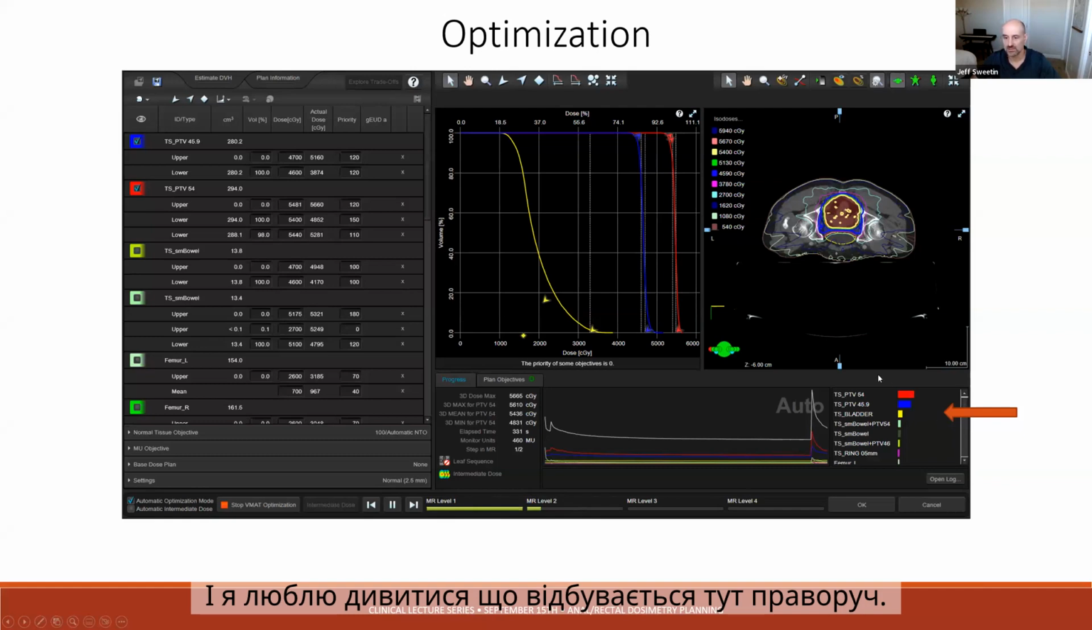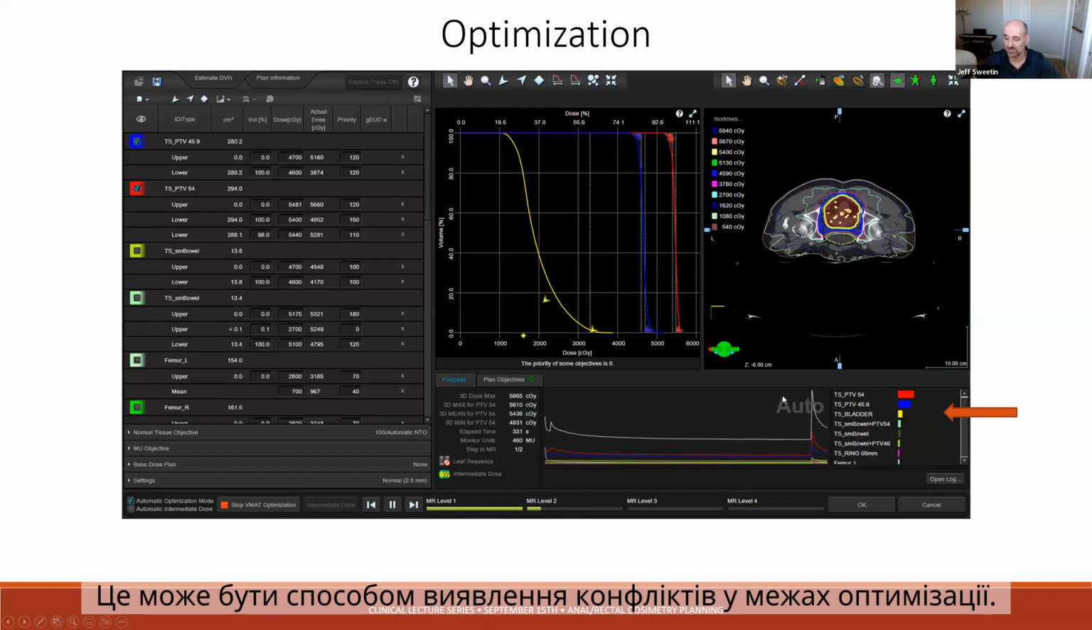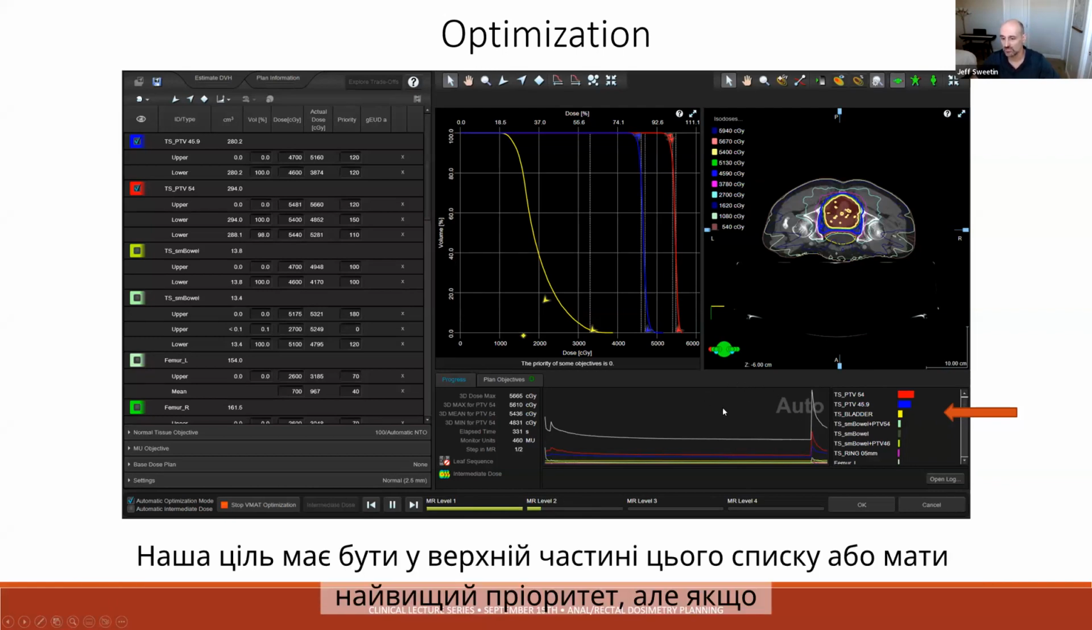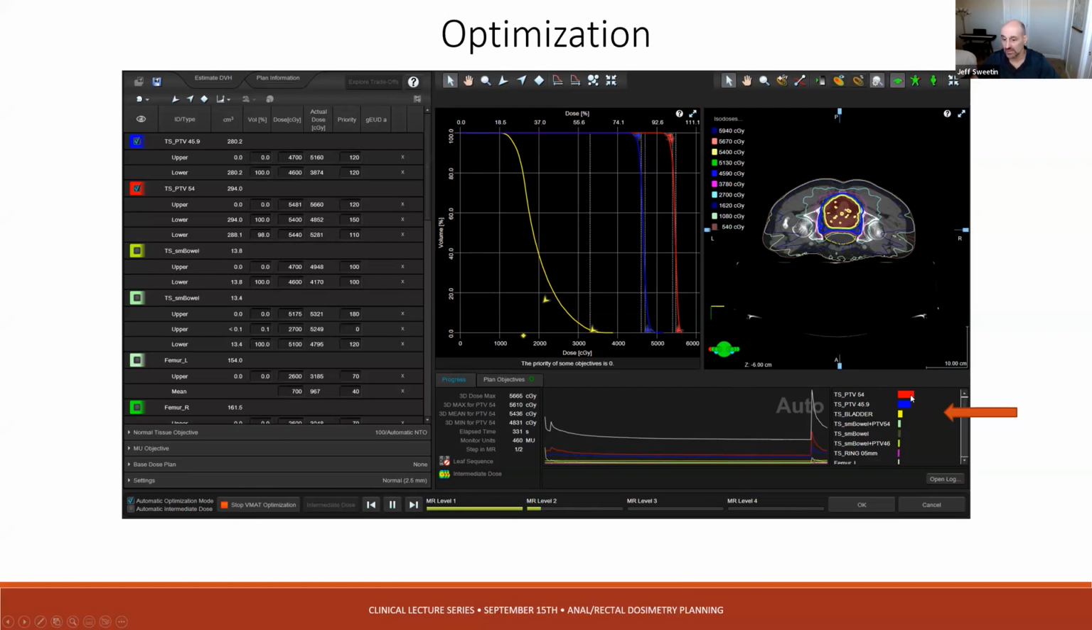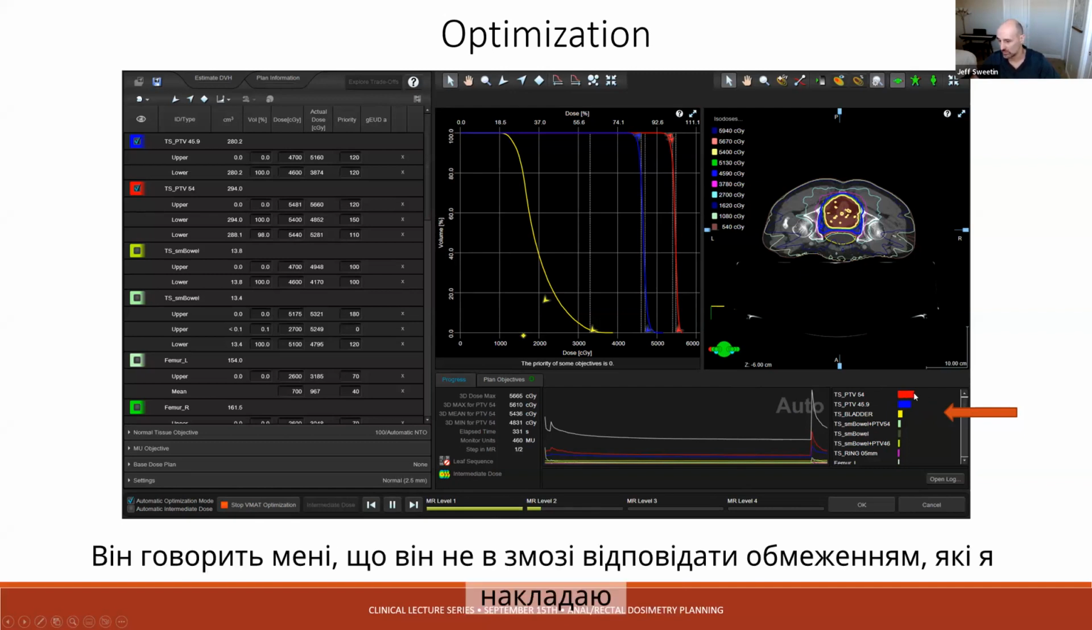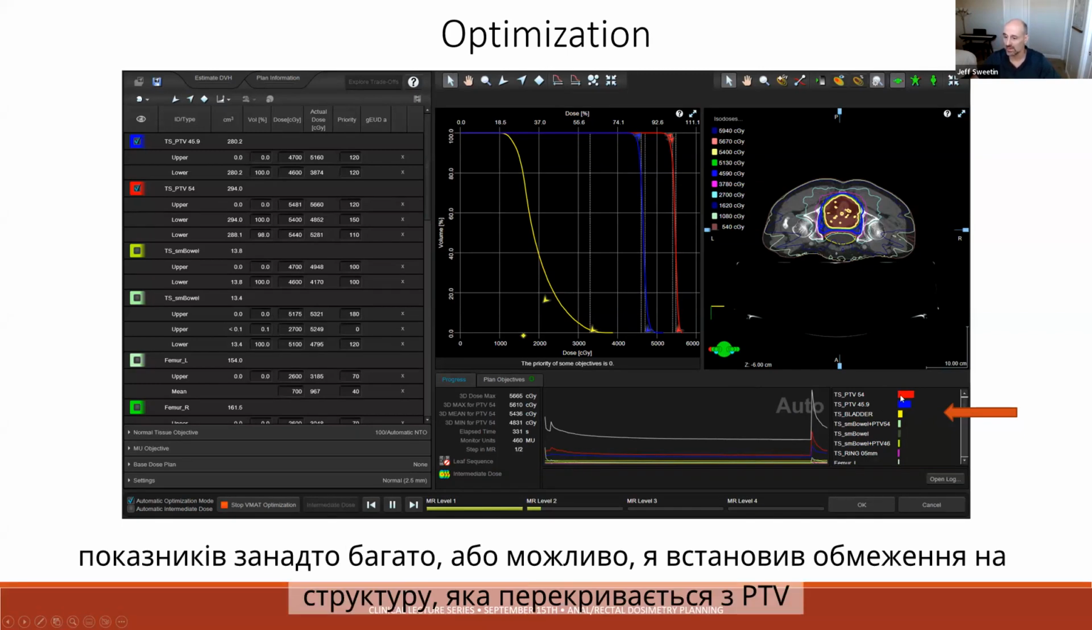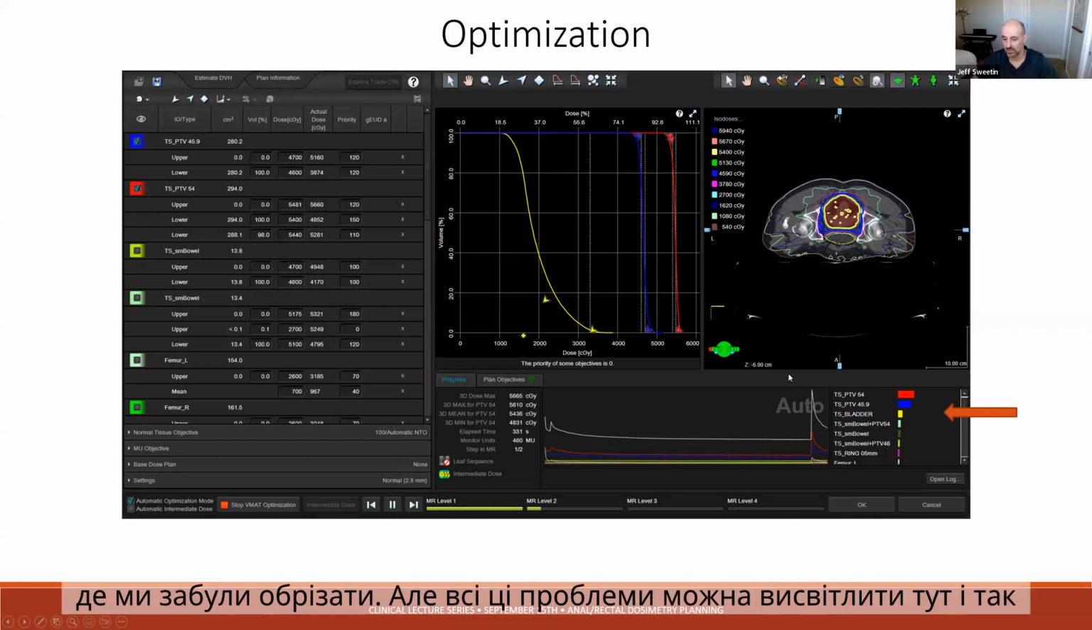And I like to keep an eye on the cost function to the right. This can be a way to identify conflicts within the optimization. Our targets should be at the top of this list or the highest priority, but if the structure's taking up too much of the cost, like this bar is filling up here, it's telling me it's not able to meet the constraint, or I'm pushing on my rings too much, or it's possible that I put a limit on a structure that's overlapping with the PTV and I forgot to crop. But all of these issues can be highlighted here, and so it's a quick visual tool that can be handy.